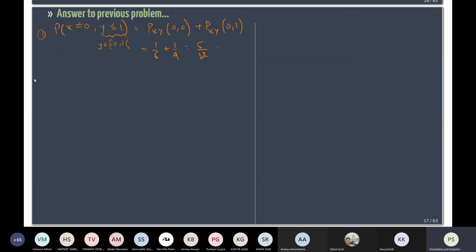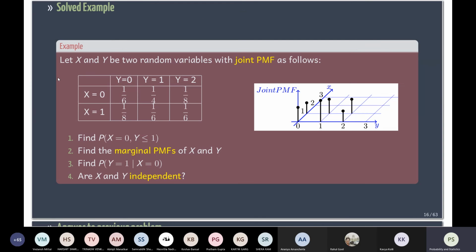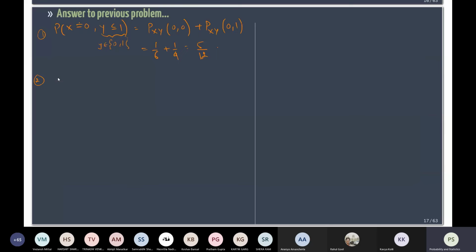And so this is the first one, and the second one is to find the marginal PMF of x and y. So find the PMF of x and the PMF of y, that is the marginals. Remember, to compute the marginals, we have to sum over the PMF.